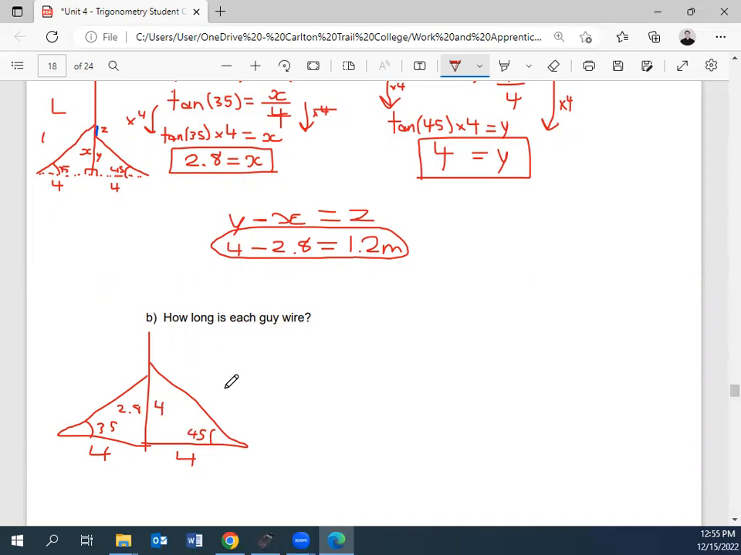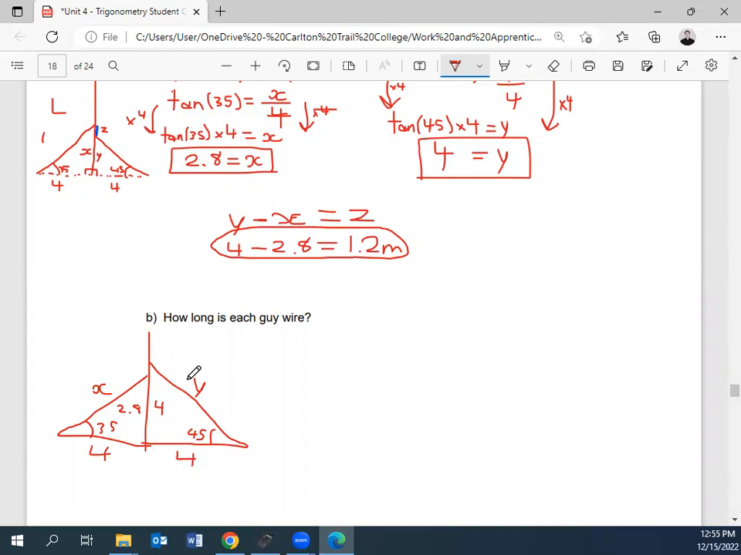This question is asking me to figure out how long each one of these wires is. I'm just going to label them X and Y. You could do 1 and 2, A and B, left wire, right wire. It doesn't matter. Label it whatever you want. X and Y are the two most common things you're ever going to see. How am I going to figure out the length of that?